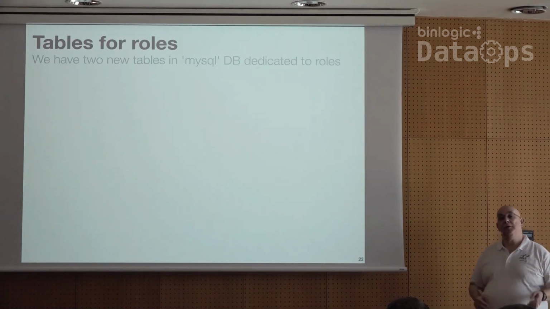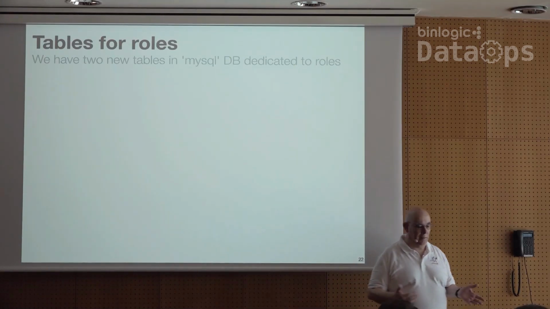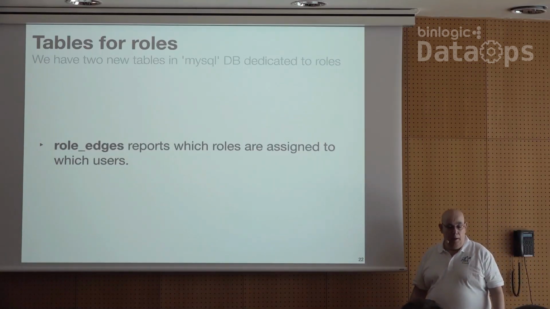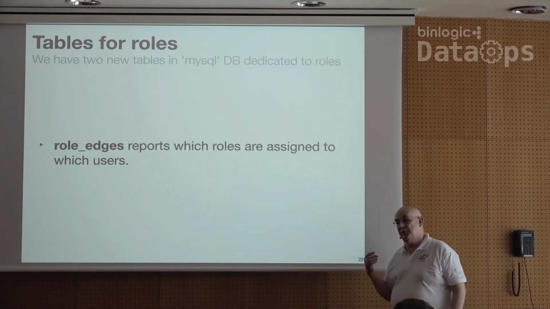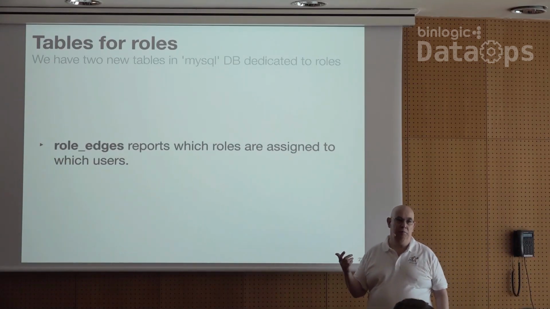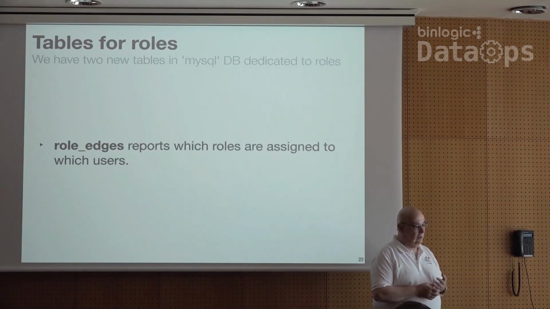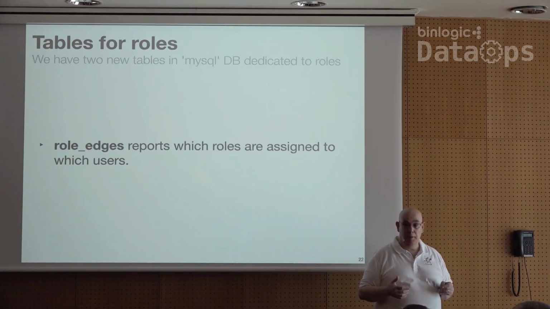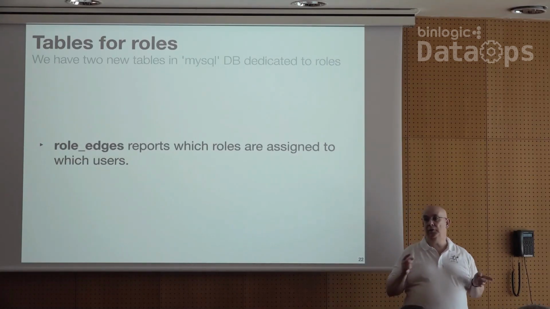There are a couple of tables that help you deal with roles. In addition to the user table, the roles end up in two tables. One is called role edges, and it says which roles are assigned to which user. This is, for all practical purposes, your roles table. So this is something that you should use actively to see which roles you have in action. However, this will not tell you which roles exist but are not assigned to anybody.